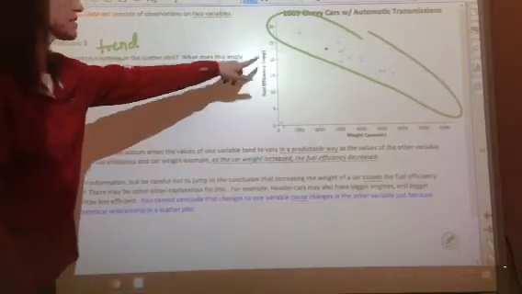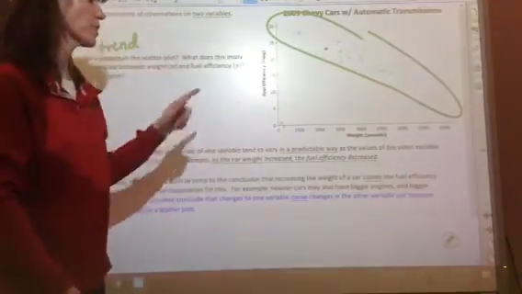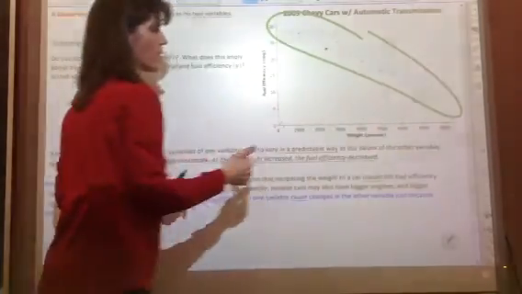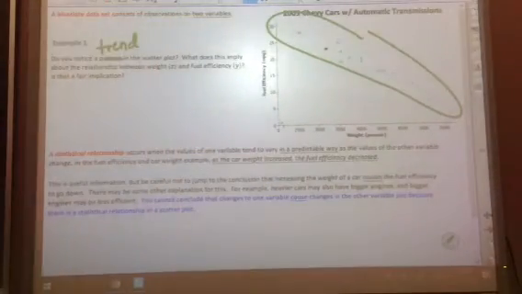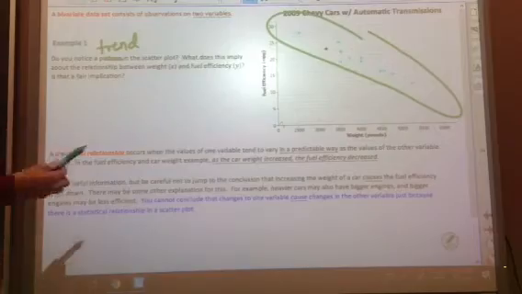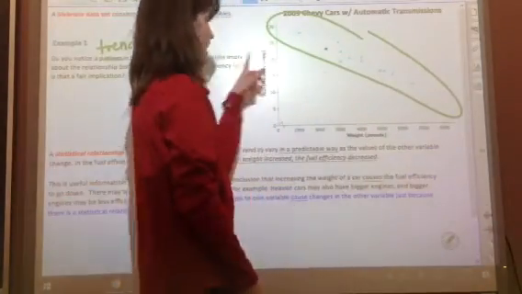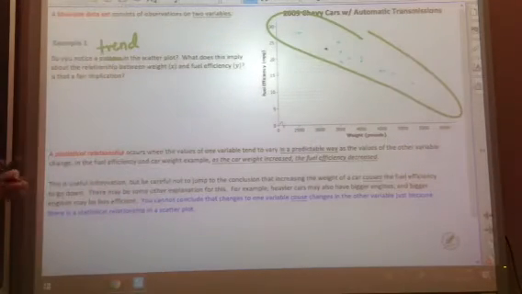This allows us to make somewhat of a prediction, but be careful. Just because we have a relationship doesn't mean that it's going to be that way every time. I can make a prediction, but it's not a cause and effect relationship. So just because the car weighs a little bit more doesn't guarantee that it's going to have less gas mileage. I could say that that's the trend, but there may be exceptions to that rule.